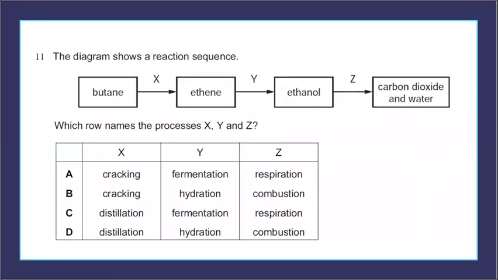All right, number 11. The diagram shows a reaction sequence: butane, X, ethene, Y, ethanol, Z, carbon dioxide and water. They're asking you which row names the processes X, Y, and Z. To go from butane to ethene, what process is that? Do you think that is cracking or distillation? You think back and say, oh yes, we talk about cracking so much, so the answer is possibly cracking. So the first one could most likely be A or B, which is cracking. The first one is cracking.